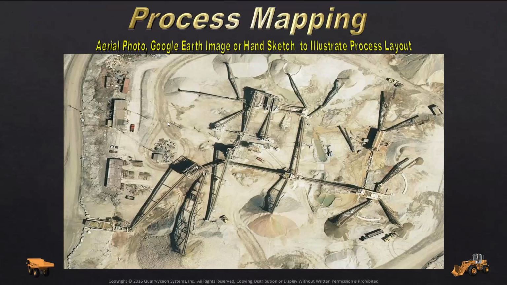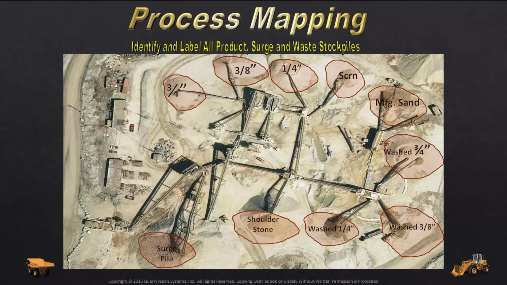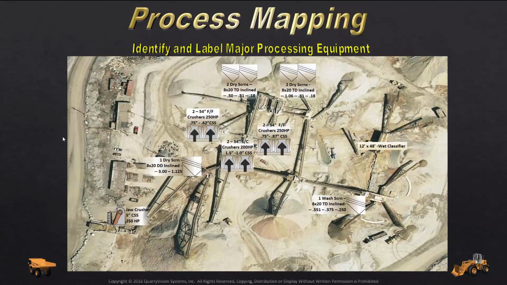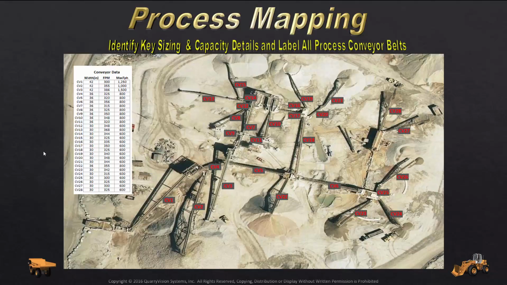The plant layout is usually obtained from an aerial photograph or a Google Earth. It can be done by hand sketch also. Stockpile locations are determined so that it can be established what conveyors lead to what product. Basic configuration of the processing system is necessary so that the equipment limits and capabilities can begin to be defined, at least based on manufacturer recommendations or field observation.